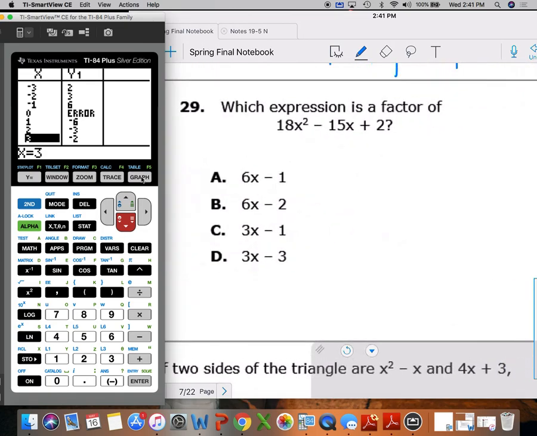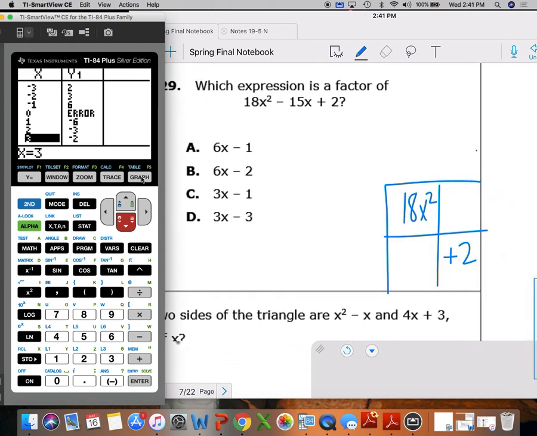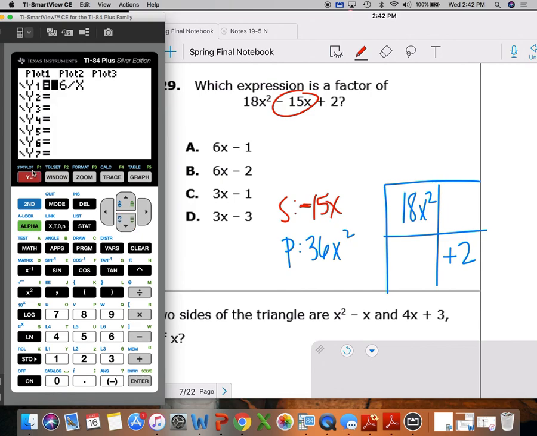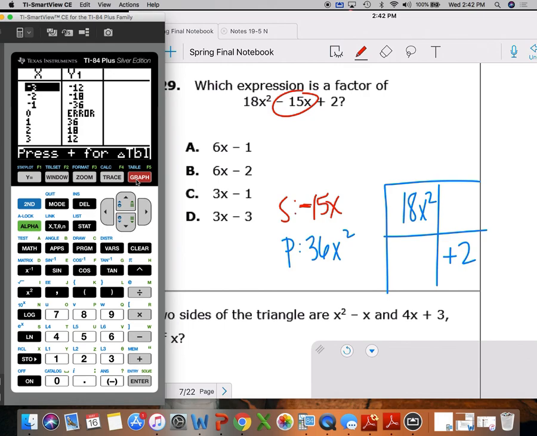Problem 29 is asking the same question. So 18x squared and positive 2 in my box. That makes my product 36x squared. My sum is negative 15x. So in y equals, I put 36 divided by x. I'm looking for two numbers that add to negative 15. And I think the one I highlighted looks right. Negative 3 plus negative 12.